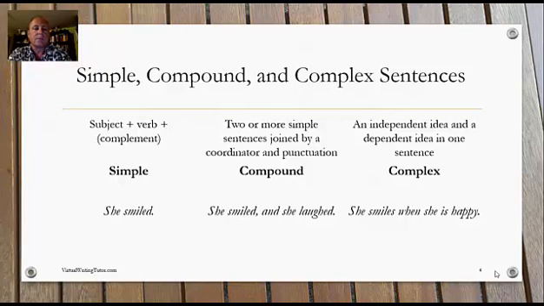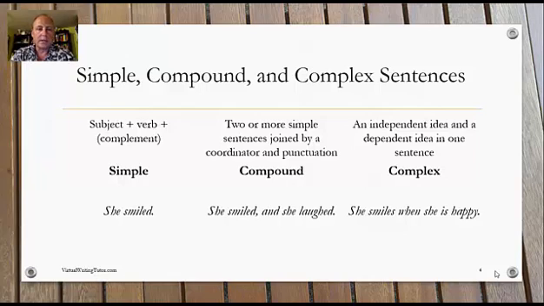So, a simple sentence might be something like, she smiled. A compound sentence would be, she smiled and she laughed. A complex sentence would have to have a dependent idea. So, something like, she smiles when she is happy. Notice that when she is happy is not a complete idea. It depends upon the rest of the sentence to make sense. And that's the essence of the complex sentence.